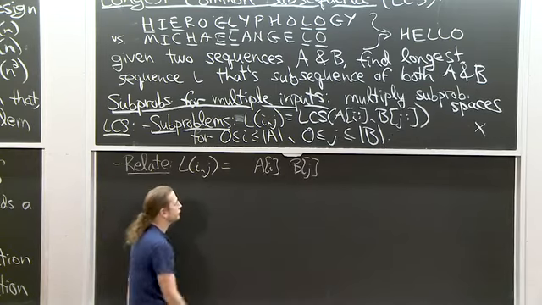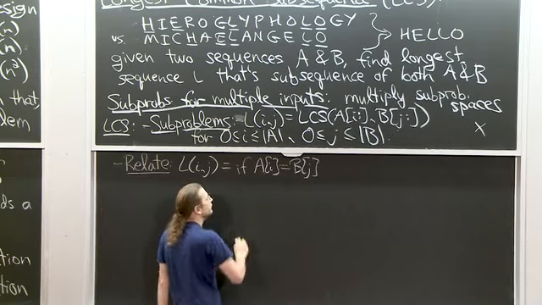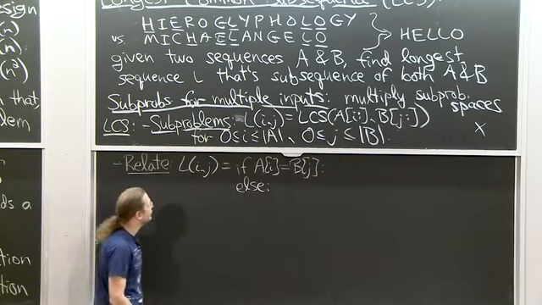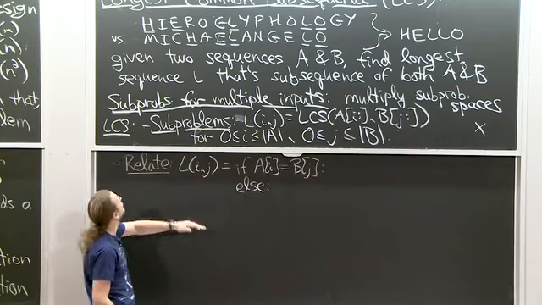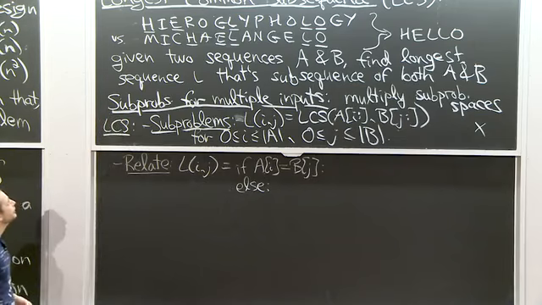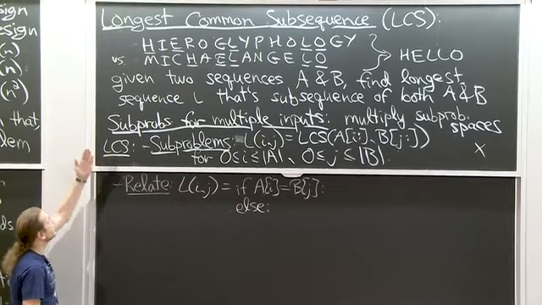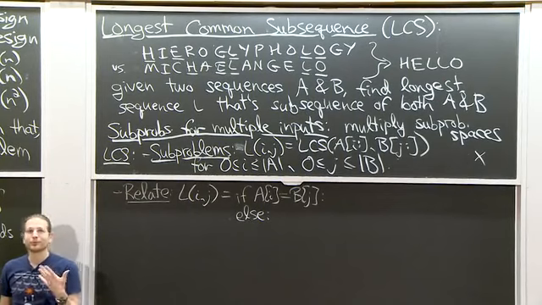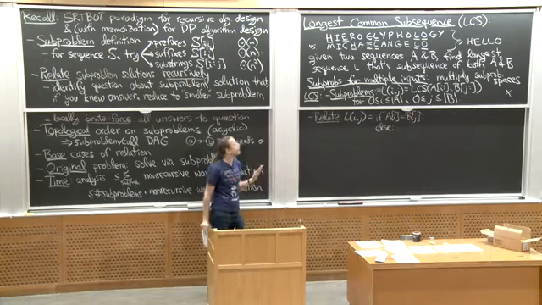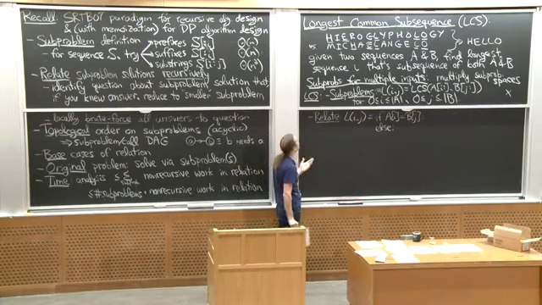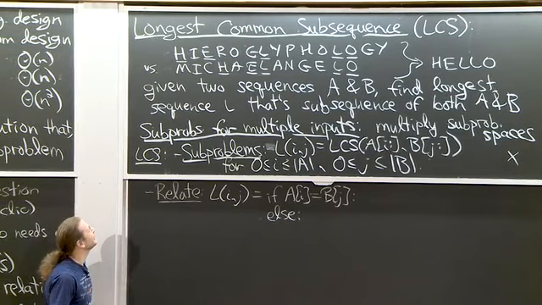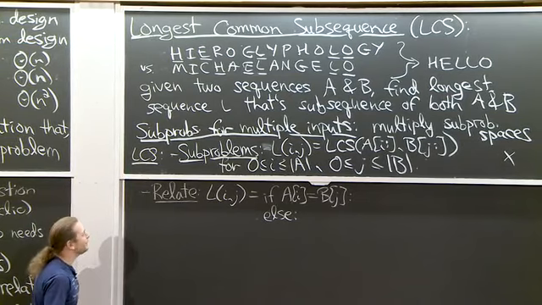And there are two cases. They could be equal or different. I think the easier case to think about is when they're different. Like in hieroglyphology and Michelangelo, if we look at the whole string, the first letter in the top one is H, the first letter in the second one is M. Those are different letters. So clearly, one of those letters is not in the common subsequence because they don't match. I could start with an H, I could start with an M, but I can't start with both. One of those letters is not in the output. In this example, it's M.